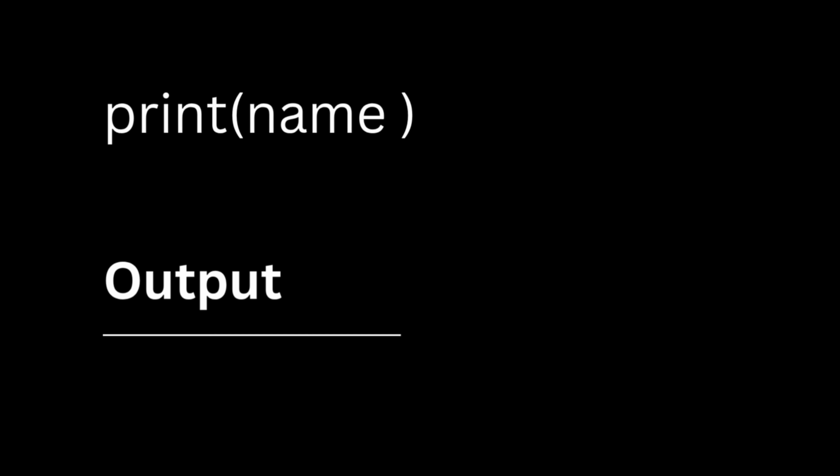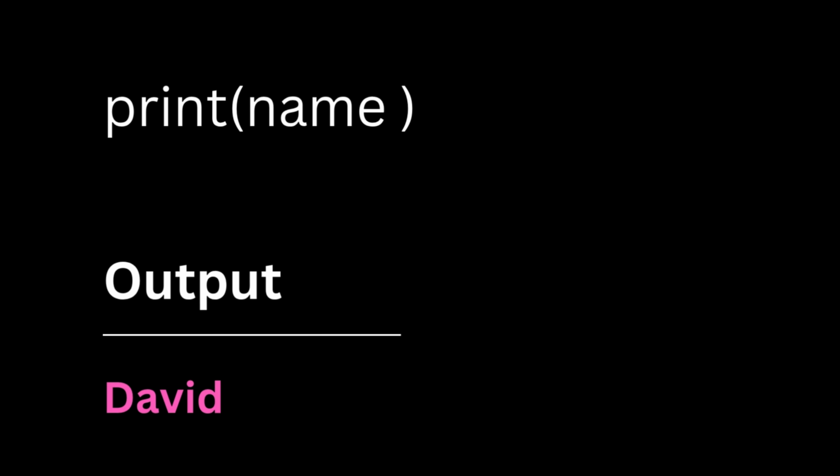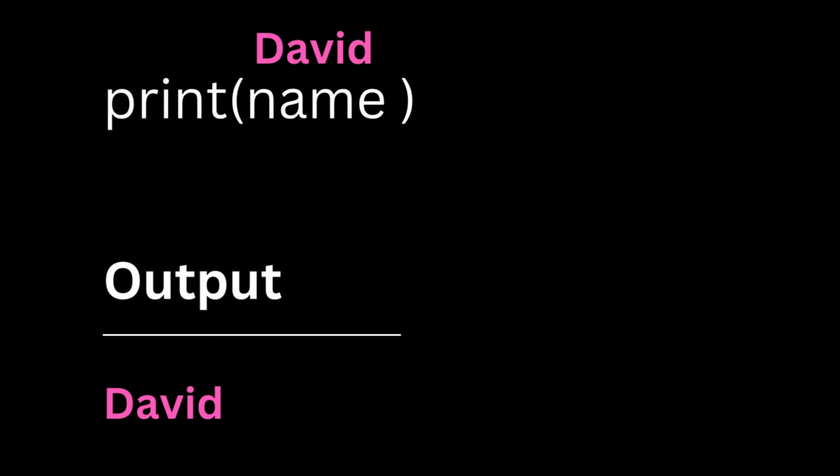We can use the print function to display the value of variables. Just place the variable name inside the print function. This will print the value stored in the variable name. We have stored the value David in our variable, so it will display the value David in output.